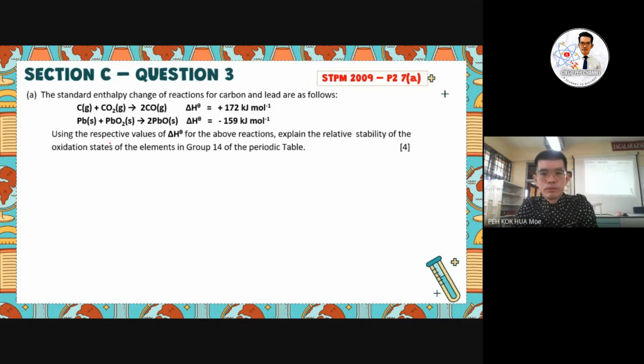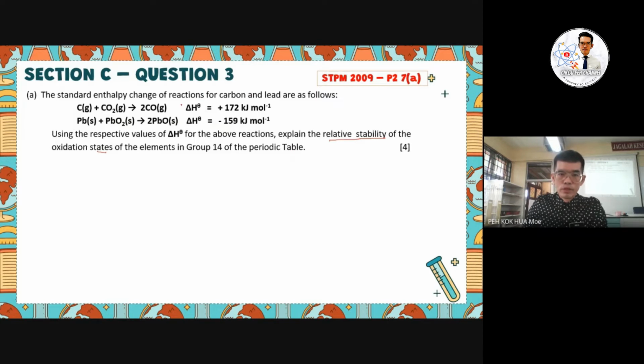So the next question, number 3. So it's a question in year 2009. Okay, so the standard enthalpy change of the reaction for carbon and lead are as follows. So using the respective value for this enthalpy, explain the relative stability of the oxidation state of the element in group 14 of the periodic table.